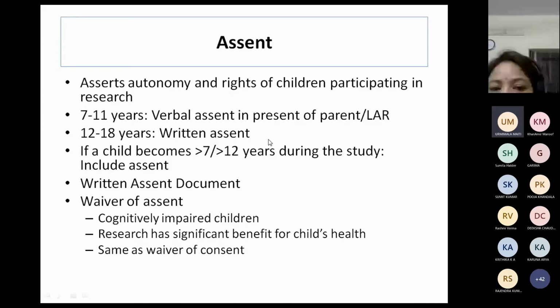So if a child becomes more than 7 years, suppose he was 6 years when you started the study, and during the course he has turned more than 7, then include the assent. It should be a written assent document. Waiver of assent is done in special cases where the child is cognitively impaired and it reaches a significant benefit for the child's health, and it's the same as waiver of consent. It has to go through the IEC. Okay, everything has to go through the IEC.